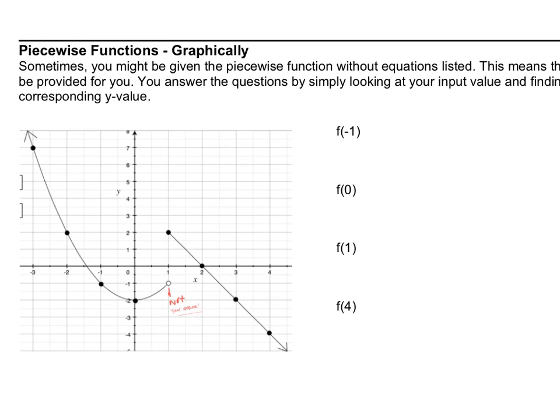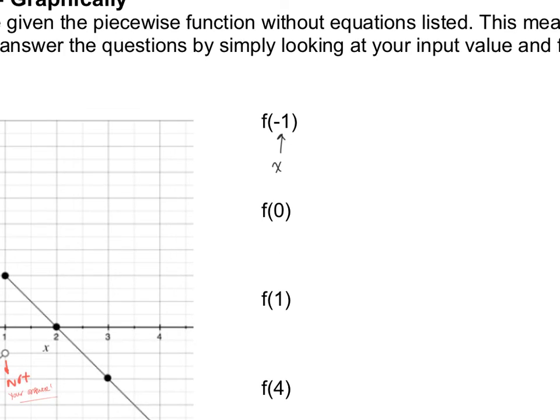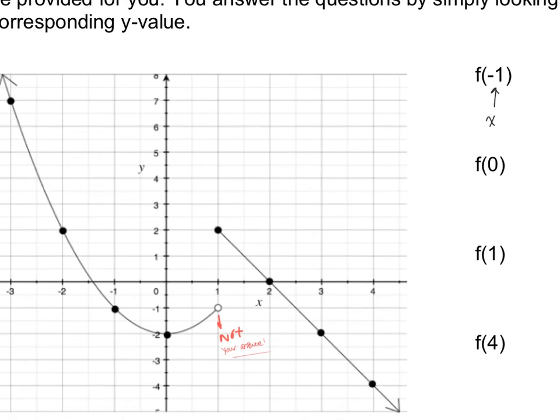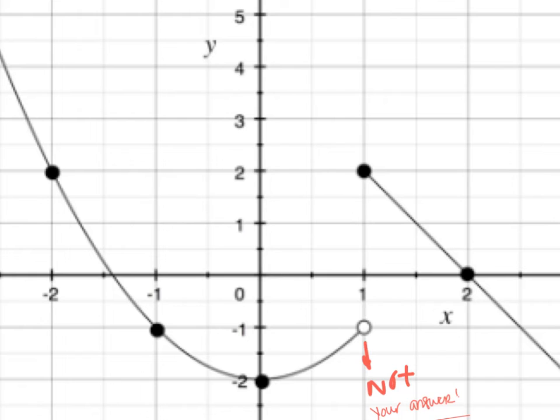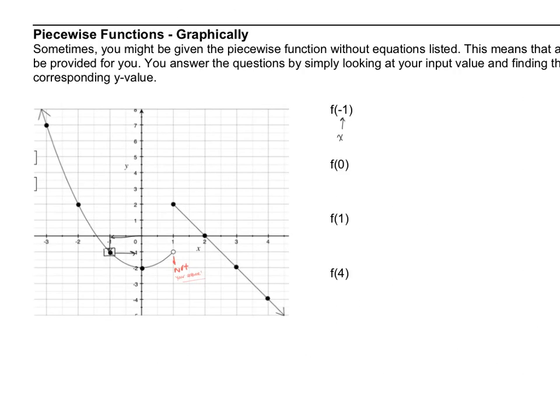So for question number 1, we want to find f of -1. That simply means we go out to x equals -1, and we look at the y value that corresponds to it. So you're going to be getting a y value as your answer. So I go out to -1, and I go down, and boom, that's my answer. So when I plug in -1 to this piecewise, I'm going to get -1.